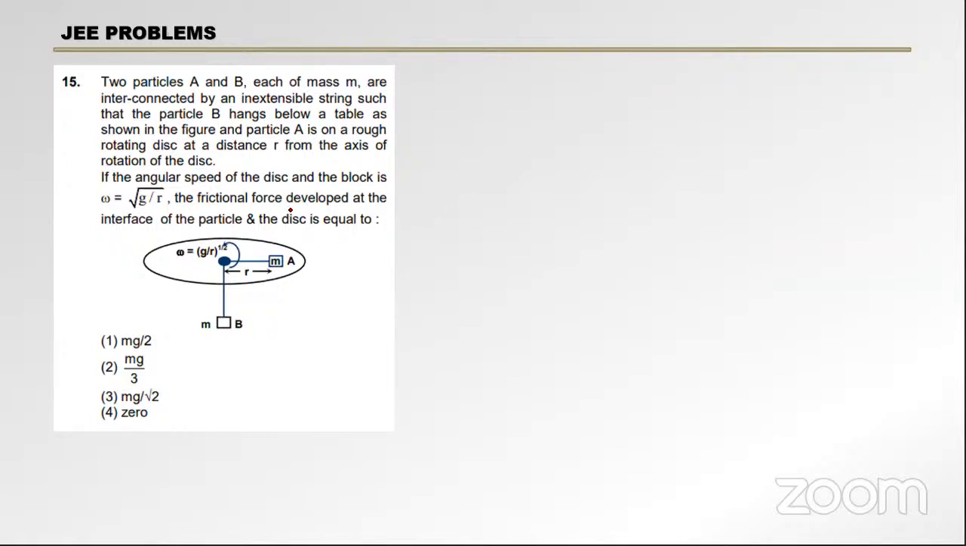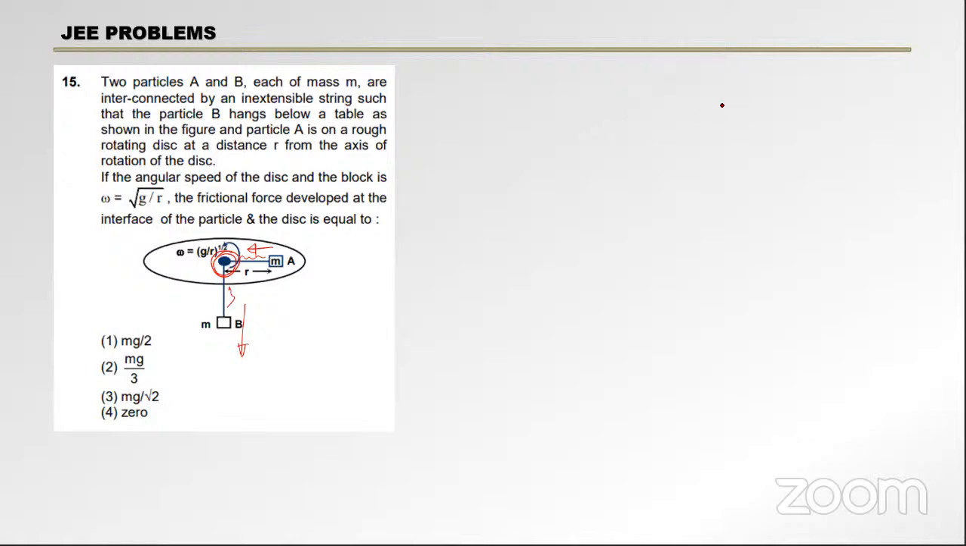This question I think is not needed much because only one small concept is there which I need to teach you. Basically, this is a pulley, you can assume. Okay, these masses are attached to some strings and they can slide. If A goes like this, then B comes like this. Okay, this is the basic idea. So it is telling two particles A and B, each of mass m, are interconnected by an inextensible string. Inextensible means it cannot be extended. Particle B hangs below the table as shown in the figure and particle A is on the rough rotating disk at a distance r from the axis, right? If the angular speed of the disk and the block is given as omega, the frictional force developed at the interface of the particle and the disk is equal to.